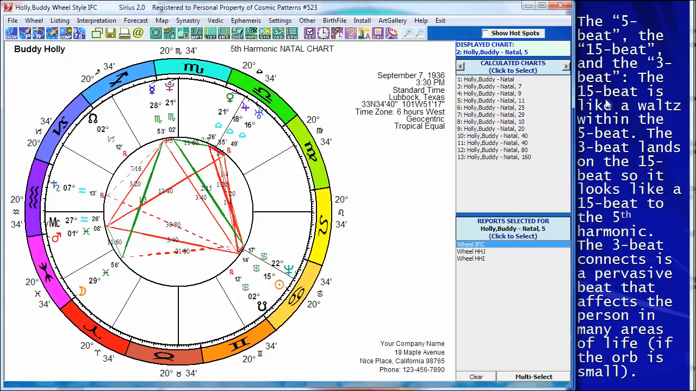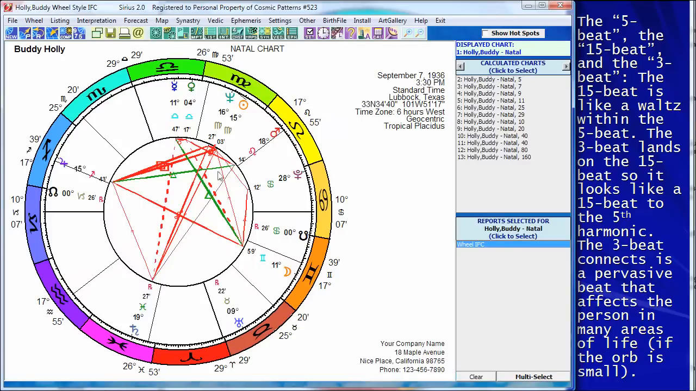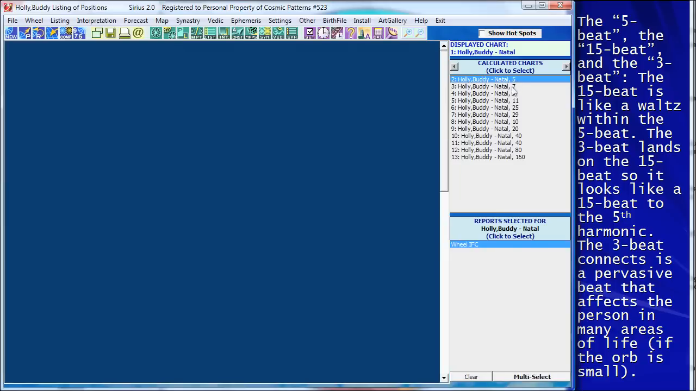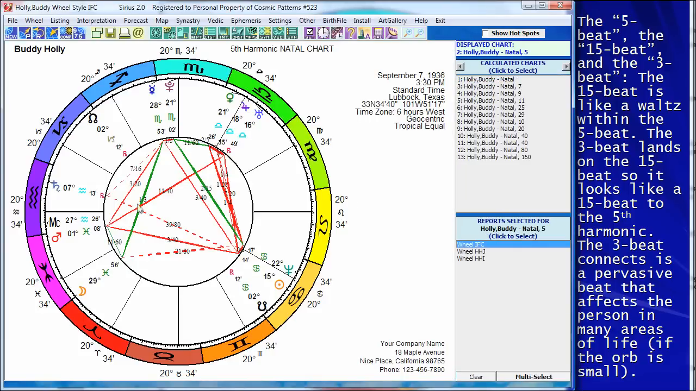Let me review. The moon trine Mercury in his natal chart. Let's look at it again. He has a moon trine Mercury, very close orb. From the point of view of the 5th harmonic, it's still a trine, but now with a bigger orb. Now let's see what happens in the 7th harmonic. We don't know what's going to happen.